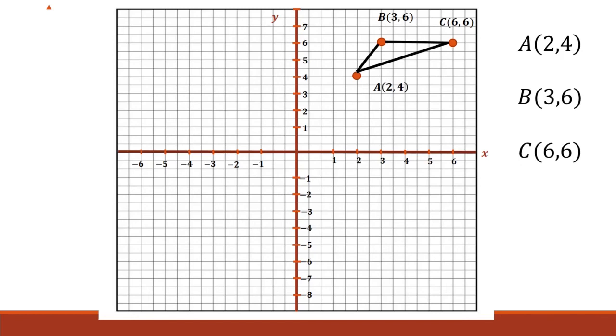The image points obtained after performing rotation 180 degrees anticlockwise were A1, which was (-2, -4), B1, which was (-3, -6), then C1, which is (-6, -6). So we join the points together to form our image triangle A1, B1, C1.